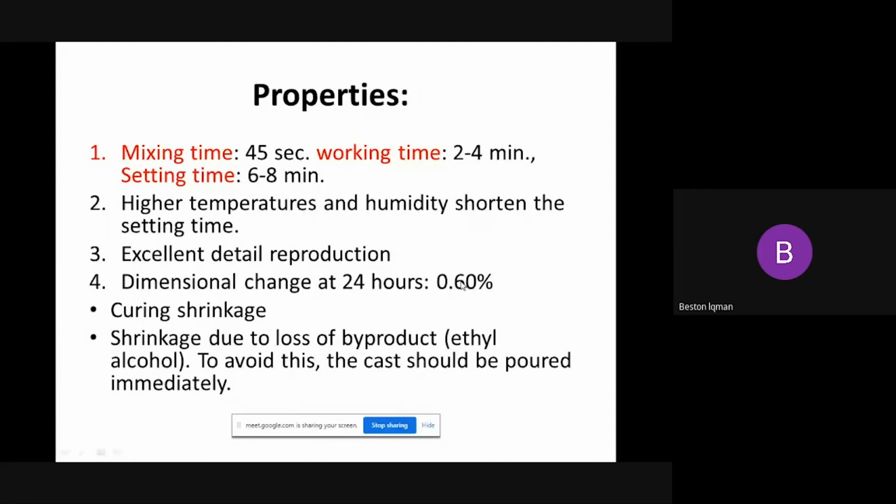And you can compare it this way. But in general, the dimensional change is about 0.6% after 24 hours. It is not too much, but when you need accurate work, it's not good. You must pour immediately.